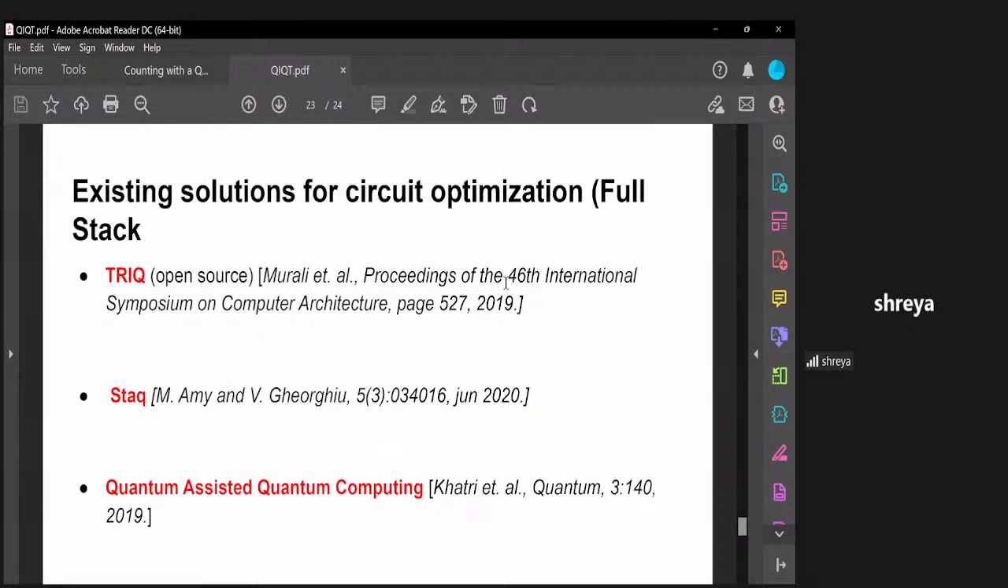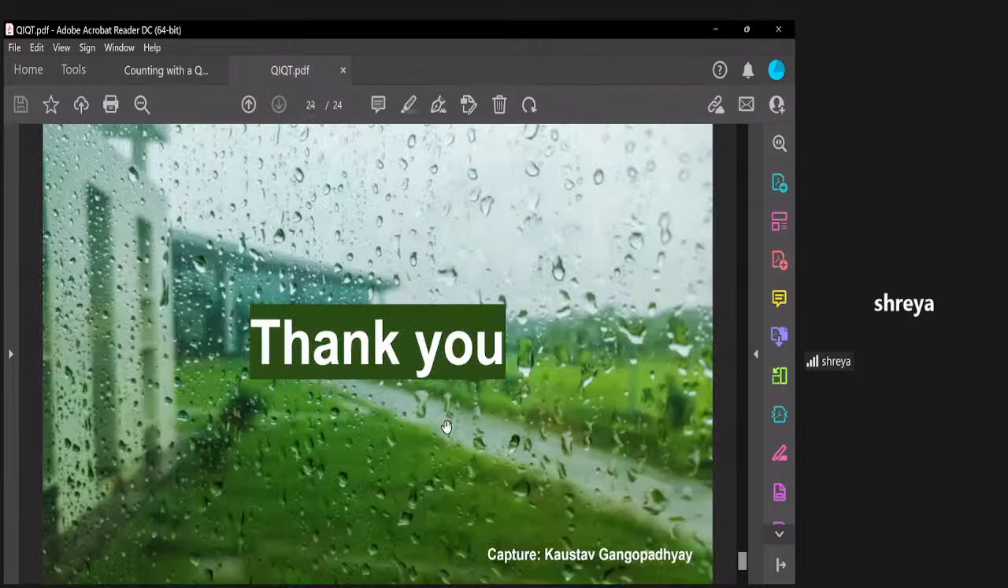So there are some existing solutions for circuit optimization. There is Qiskit that is open source. I don't know if Stack is open source, and there is also QIQT. There are the references. These are software packages that do these things for you, and they have proven to get better results than the platform-based results. And thank you for listening to me today.